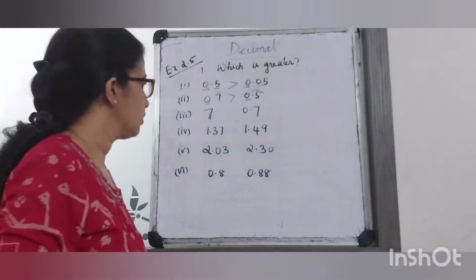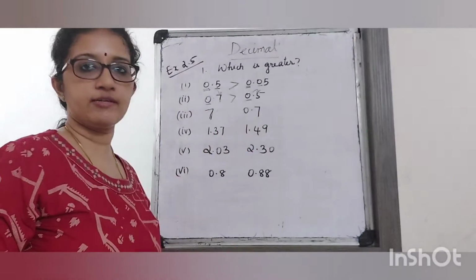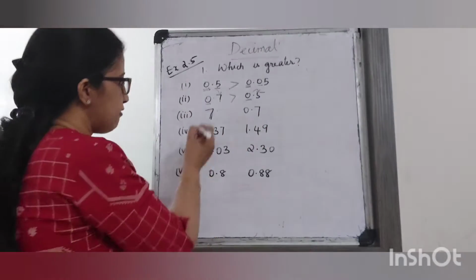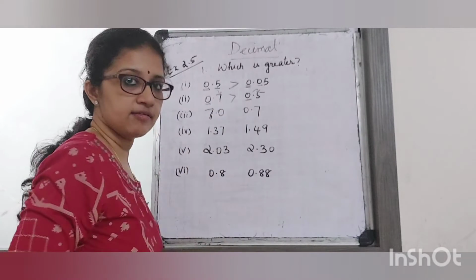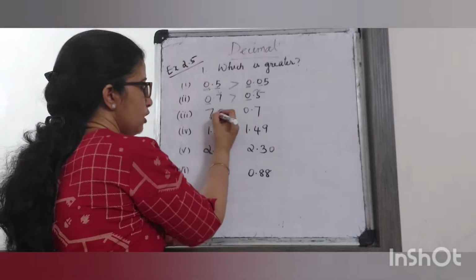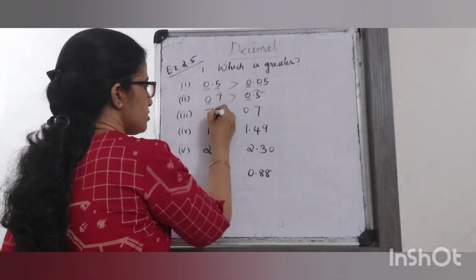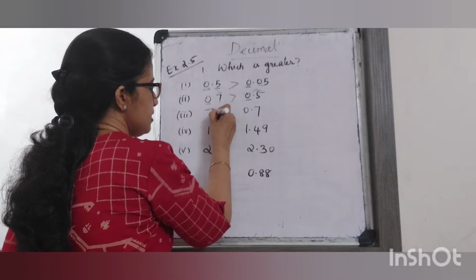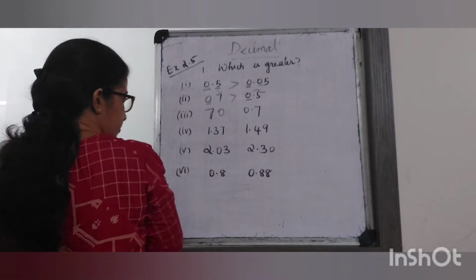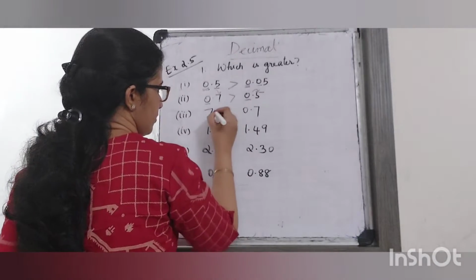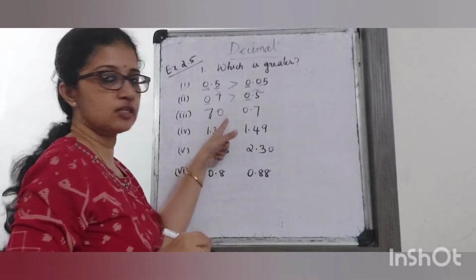Clear? Okay, the third question is 7 and 0.7. Okay, so 7 means, what does that mean? 7.0. Correct? 7 can be written as 7.0. Now compare the two numbers. First number is 7.0 and the second number is 0.7. Okay. Now take the first number, 7.0.